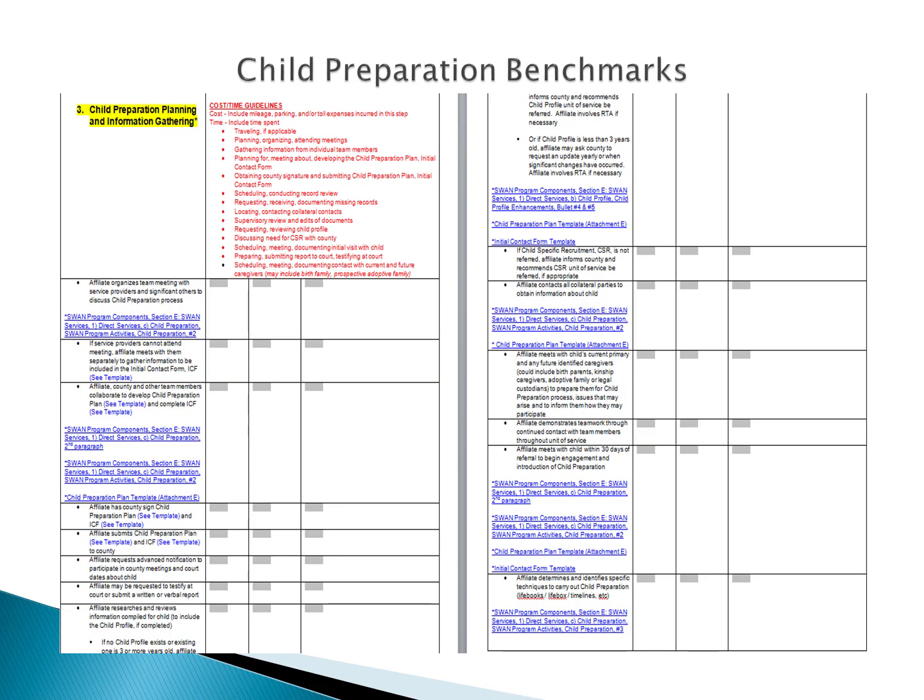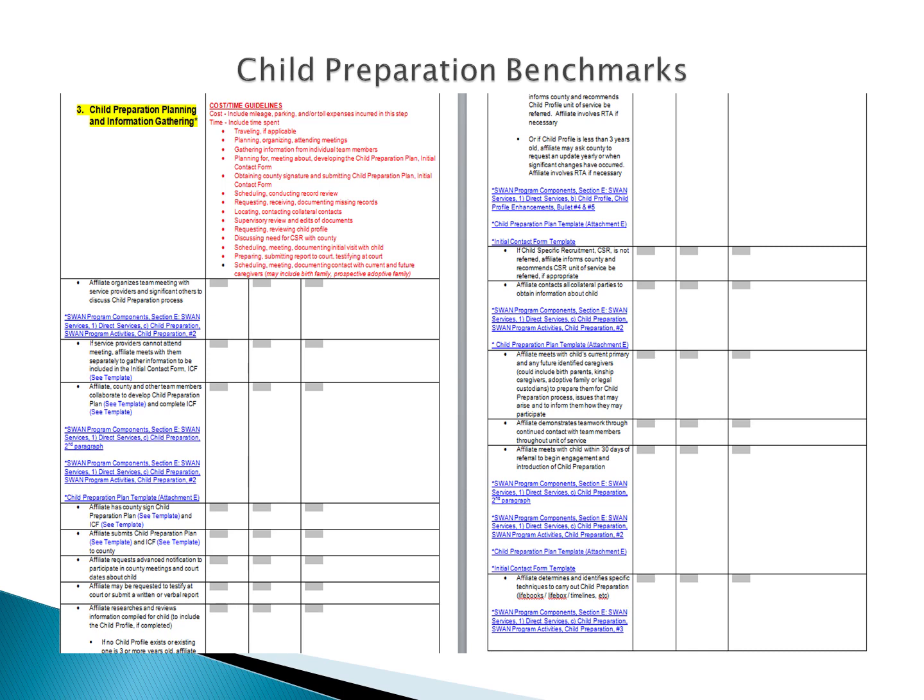Main numeric step number 3 is child preparation planning and information gathering. In bucket number 3, include time spent planning for, meeting about, gathering information for, and developing the child preparation plan and initial contact form in collaboration with team members. Include the time spent writing the documents, and don't forget the supervisory time for review and subsequent revisions to the documents. Bucket number 3 also includes the time spent planning for, contacting, and meeting with the child's current primary caregivers and any future identified caregivers.